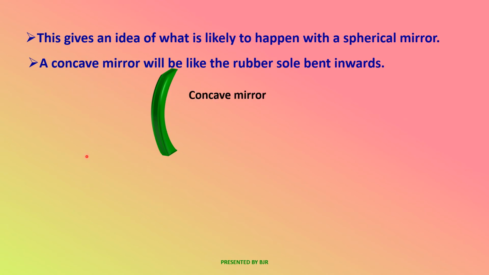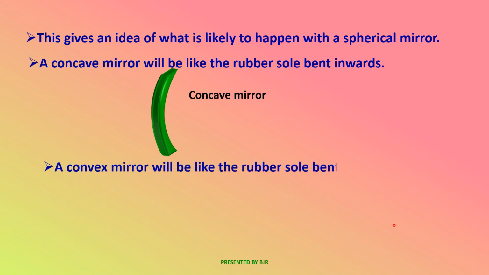And a convex mirror will be like the rubber sole bent outwards, like this. So this is the concave and convex mirror. Okay, so the convex mirror will be like this and the concave mirror will be like this.